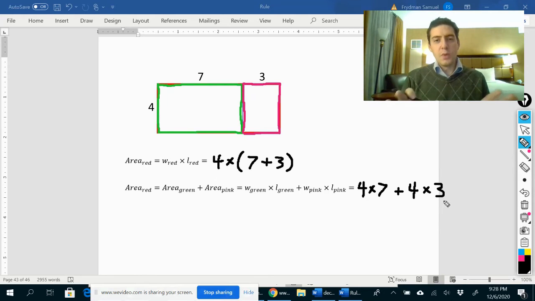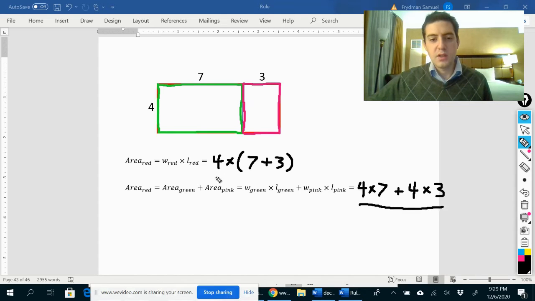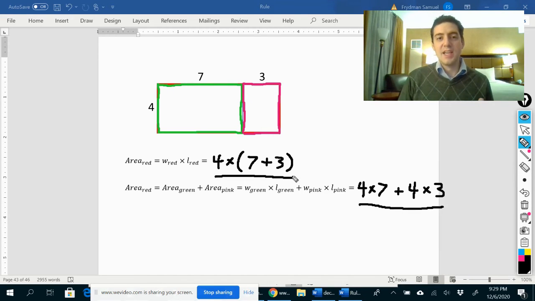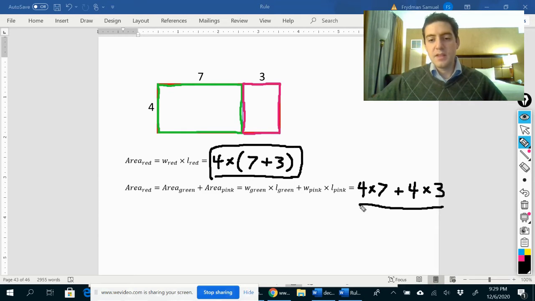Now, let's pause here for a second, and let's just realize that both of these expressions refer to the exact same thing. Both of them refer to the area of the red rectangle, which you can't see now, but what we had in the beginning, which looked like that. This represents the area of the red rectangle, and this also represents the area of the red rectangle. We just found it in a different way. But that means that these must be equal to each other because they both represent the same thing.